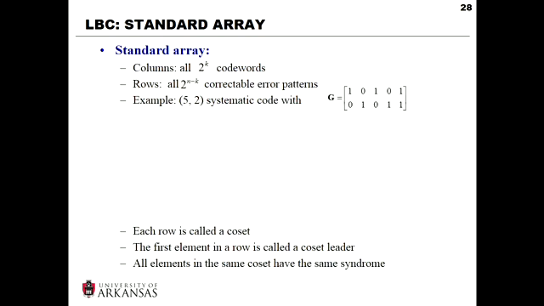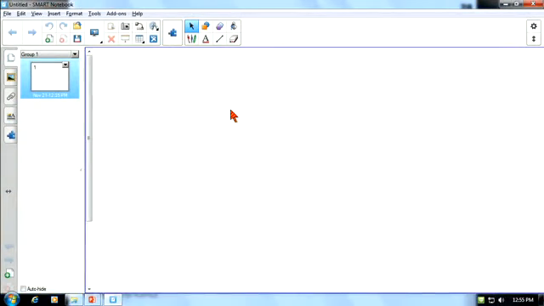Okay, and also there's something called the standard array. The standard array is a table, and the columns of the table are all the 2^k code words, and the rows are all 2^(n-k) correctable error patterns. Okay, so that's called a standard array. So for the columns, it's all 2^k code words, and on the rows is all 2^(n-k) correctable error patterns. So let's just look at a simple example of this standard array of this (5,2) code. It's also a tool. The standard array is a tool used for the analysis of a linear block code.